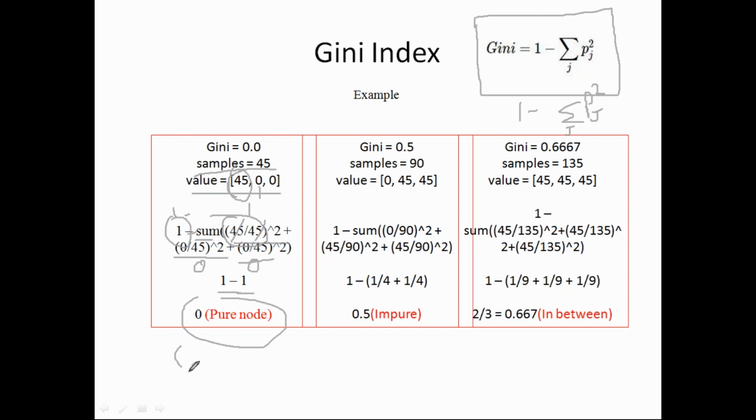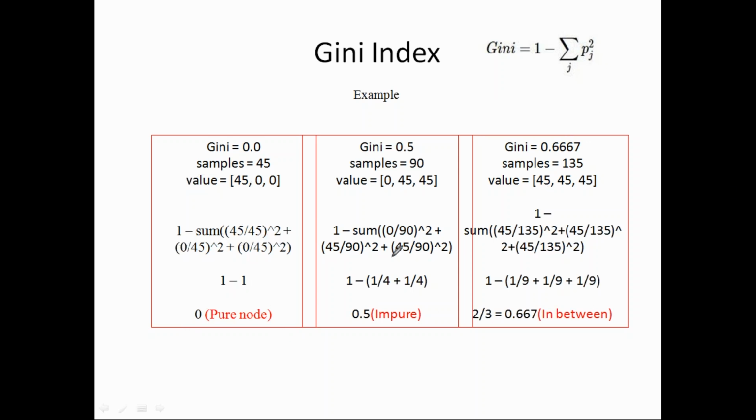So just remember, when Gini is 0, it means the node is pure. And what do I mean by a pure node? A pure node means this is going to be the best split and you should go ahead with this kind of split. I mean, on whatever feature it has split very well.